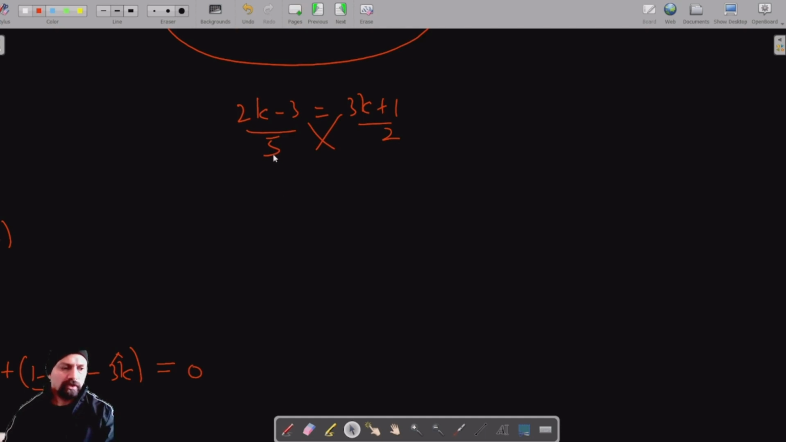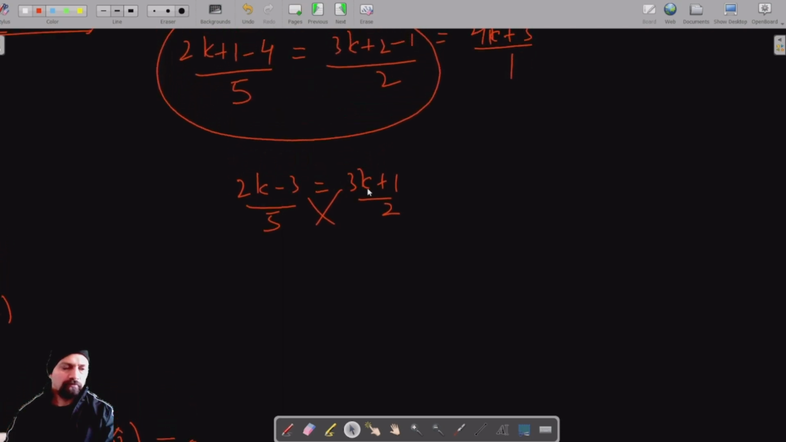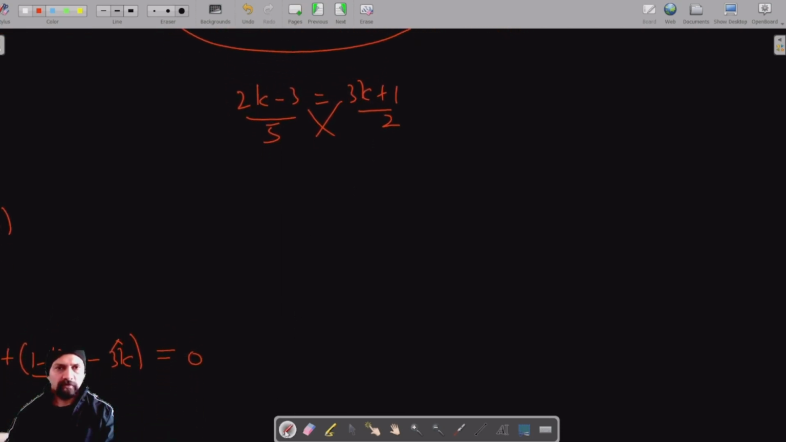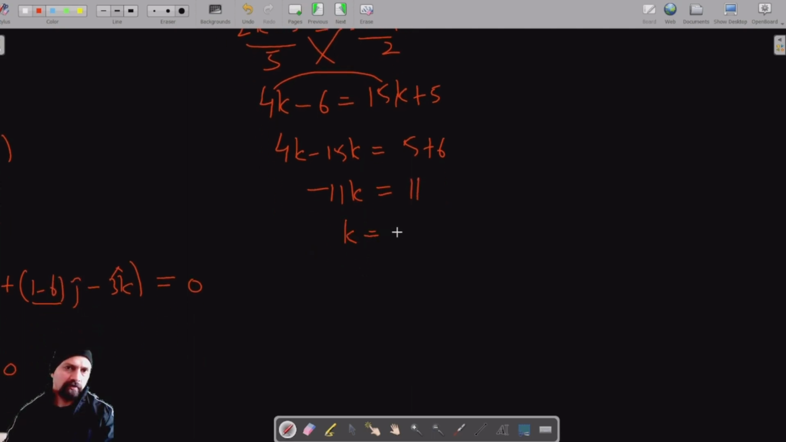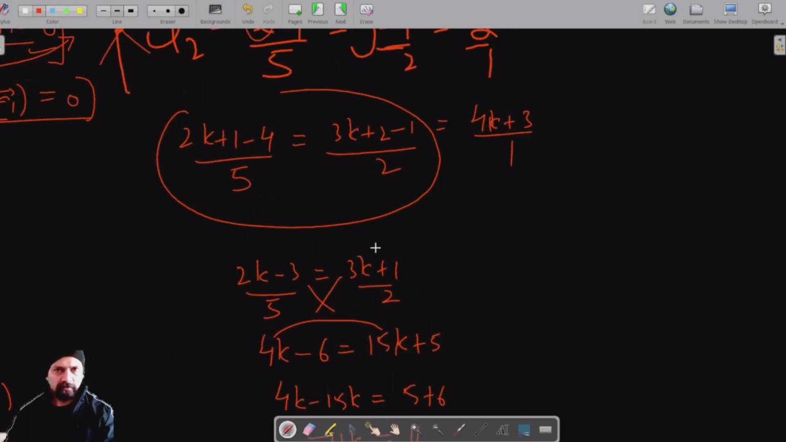Okay, so this is 2k minus 3 by 5 is equal to 3k plus 1 by 2, and if we cross multiply this, this is 4k minus 6 is equal to 5 3s are 15 plus 5. Now 4k minus 15k is equal to 5 plus 6, which is, sorry, minus 11k. This is 11, and k is equal to negative 1. So k is equal to negative 1.